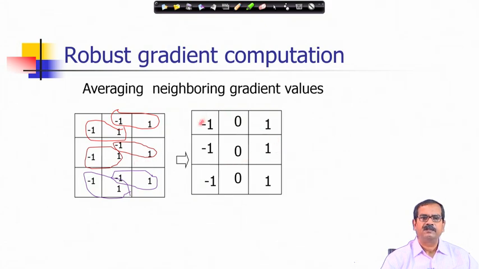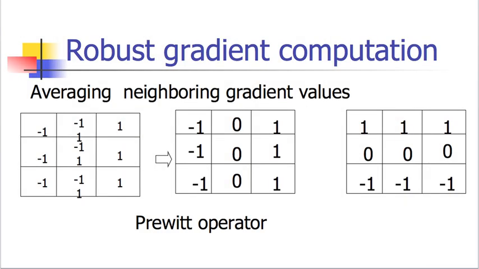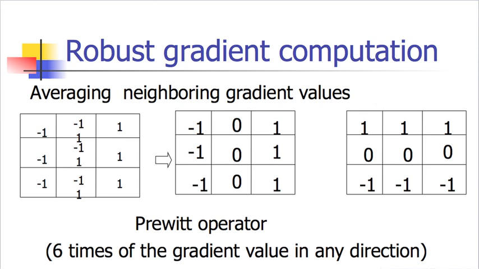So, in this way, this is the distribution of weights in the mask, and we can carry out the same computations with this mask and compute the corresponding gradient in the horizontal direction. Similarly, the gradient in the vertical direction also could be computed by this mask. Incidentally, these 2 masks are called the Prewitt operator in image processing, and as you understand, 6 times you have computed these gradients in a particular direction.